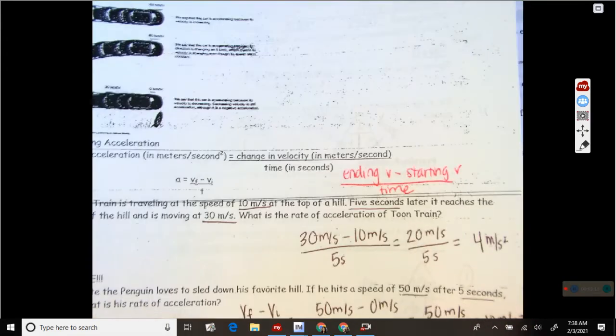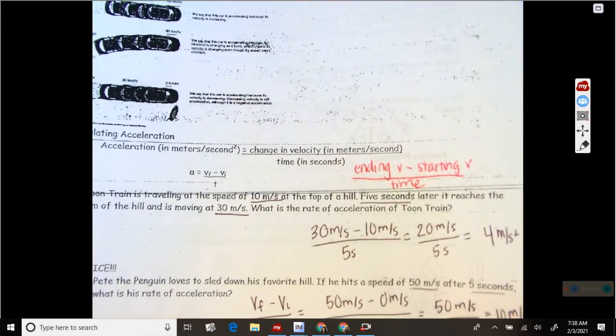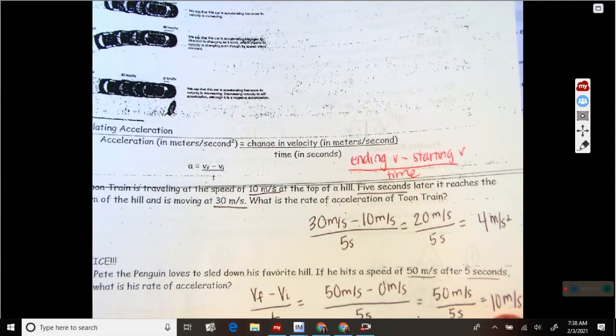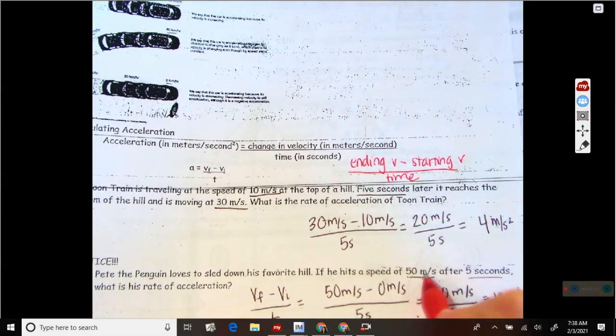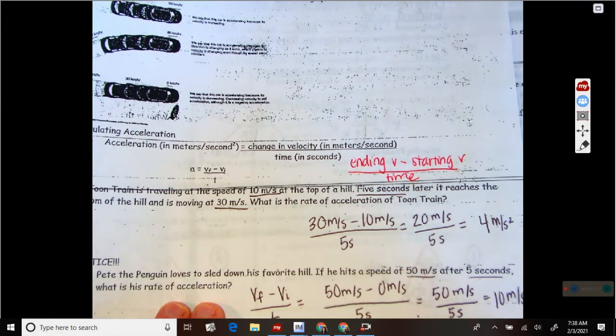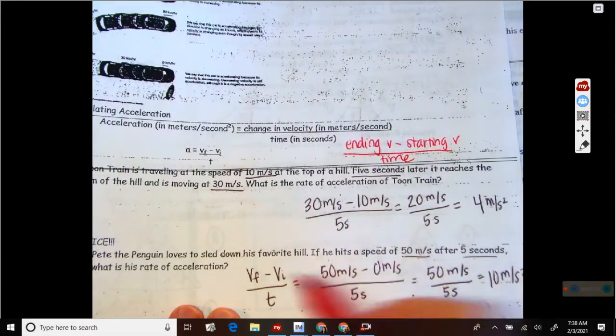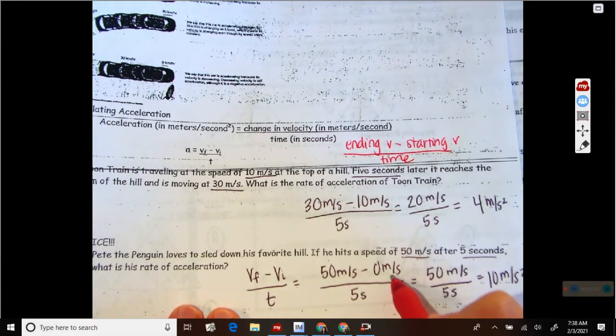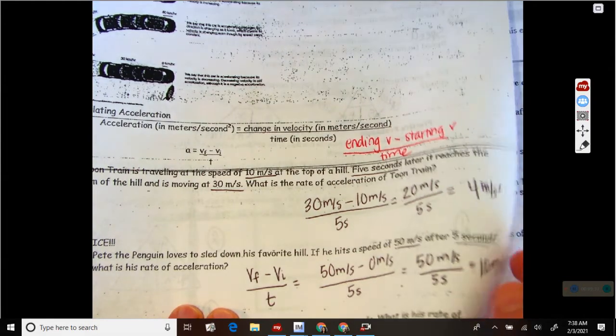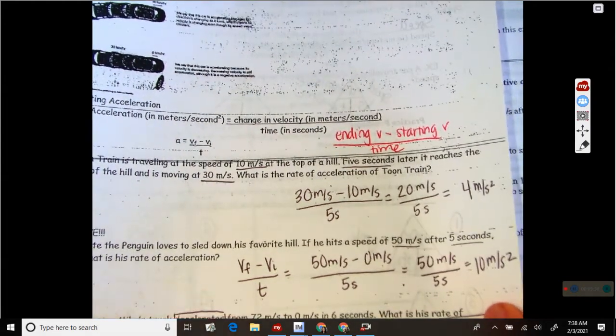Now, let's practice it. Pete the penguin is going to sled down his favorite hill. He hits a speed of 50. That means he ends at 50. After 5 seconds, what is his rate of acceleration? So it doesn't tell us where we started, so I'm going to assume it's 0. I know he gets up to 50, so his final is 50. His initial is 0. It took 5 seconds. 50 divided by 5 is 10 meters per second squared.